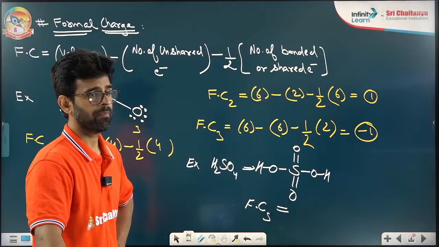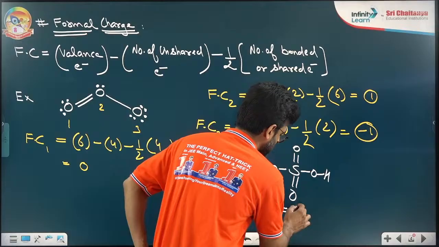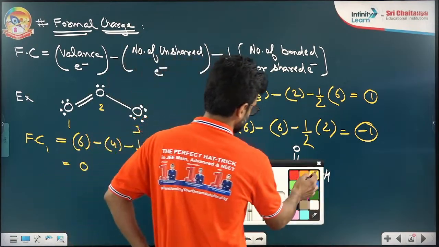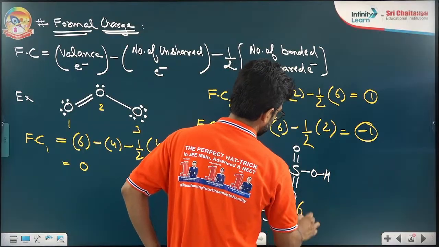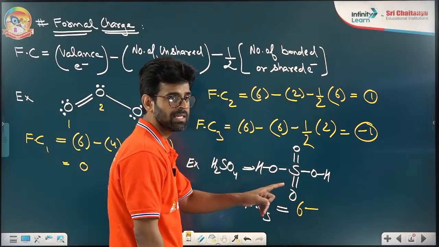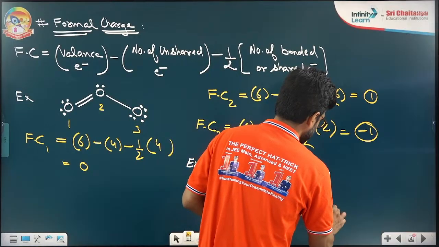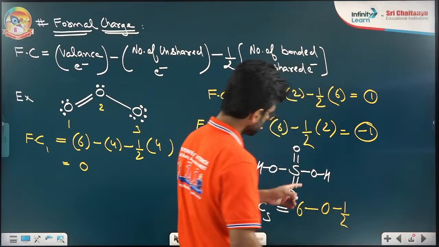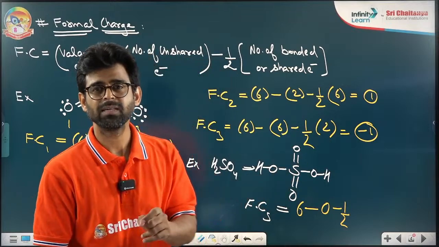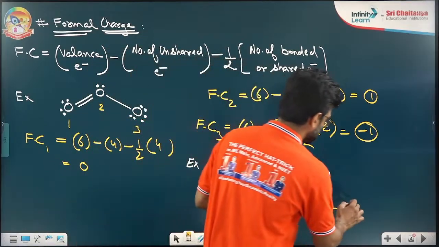Okay, what's coming? Here you can see, sulfur has how many valence electrons? Sulfur has 6 valence electrons, minus how much here? Does it have any unshared electrons? No, it does not have any unshared electrons, so 0 unshared electrons, right? And minus 1 by 2. How many are the bonds? 6 bonds. 6 bonds means 12 shared electrons for this sulfur, right? So 12 will come here.